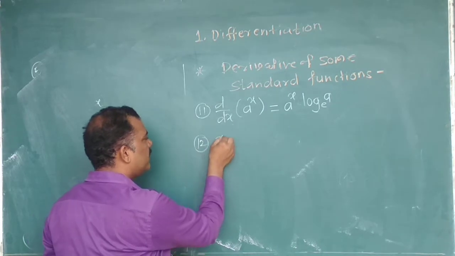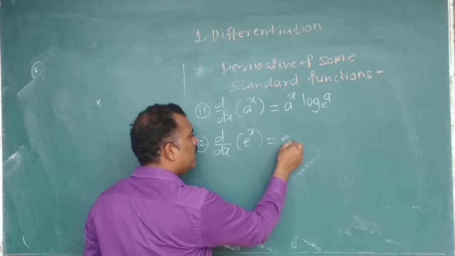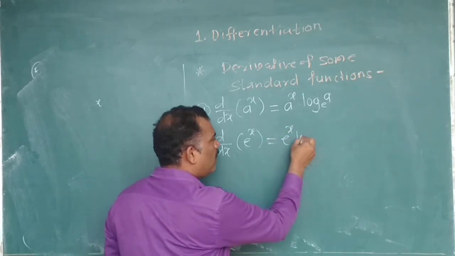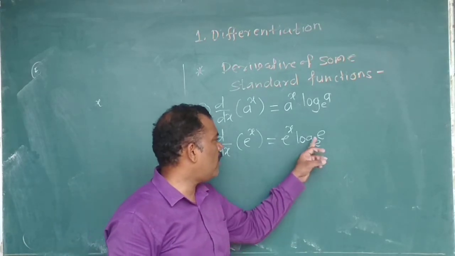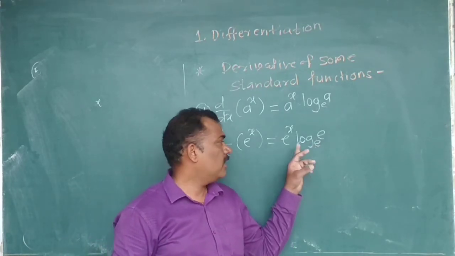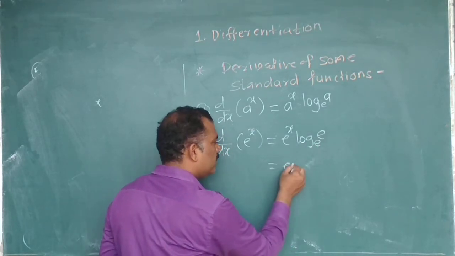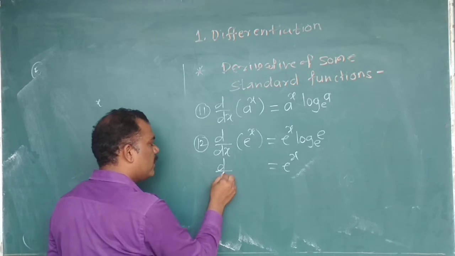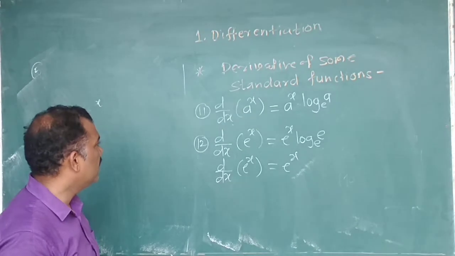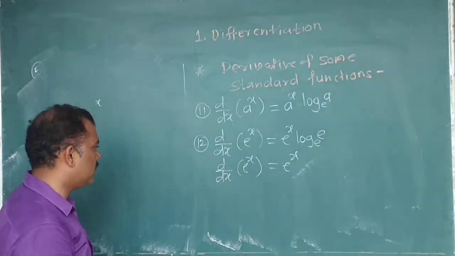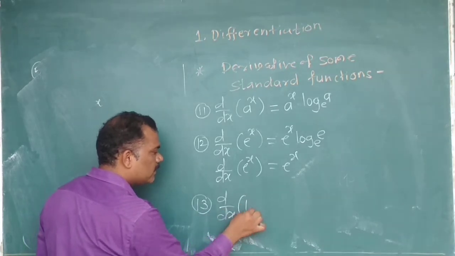If we take the value of a as e, then we get another formula, that is d dx of e raised to x. How to get that? e raised to x into log of e to the base e. And we know that the value of log of e to the base e is 1. So we get e raised to x. That is, d dx of e raised to x is equal to e raised to x. That is the derivative of the exponential function. Third one is d dx of log x.